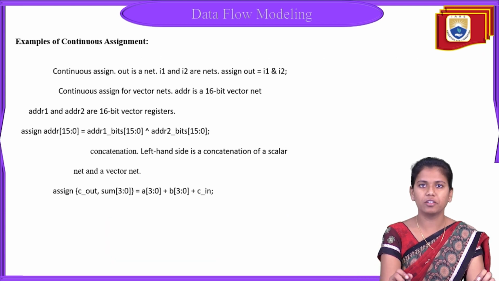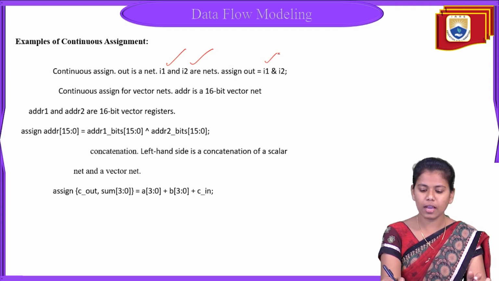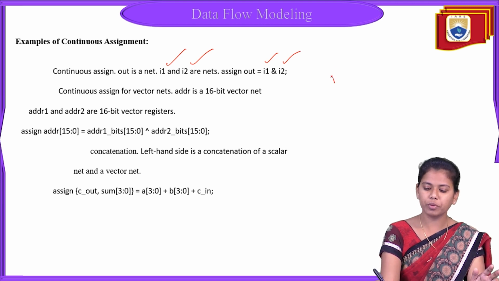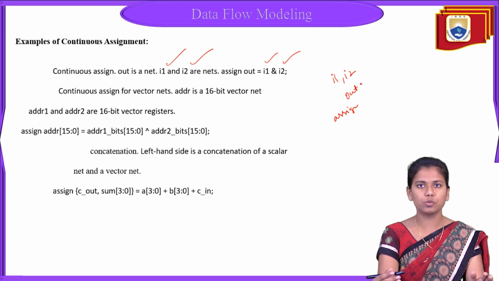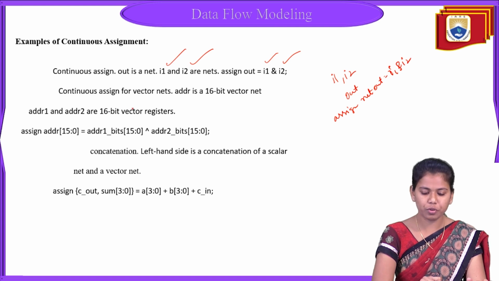Coming to the examples of continuous assignments. Here are a few examples. In this continuous assignment, assign is a keyword. Out is a net that has the output, and I1 and I2 are the net's inputs. Assign out = I1 and I2. So here we have two inputs, I1 and I2, and we have an output. As we discussed earlier, the continuous assignment starts with the keyword assign. So we assign net out from the two inputs, I1 and I2. Very clear. Next, continuous assigns for vector nets.